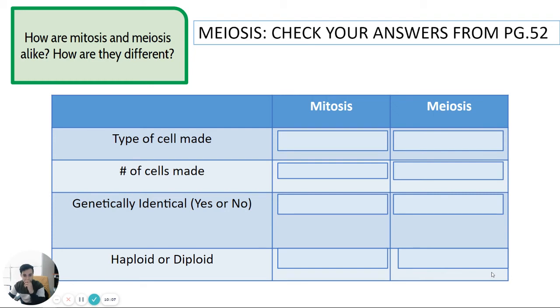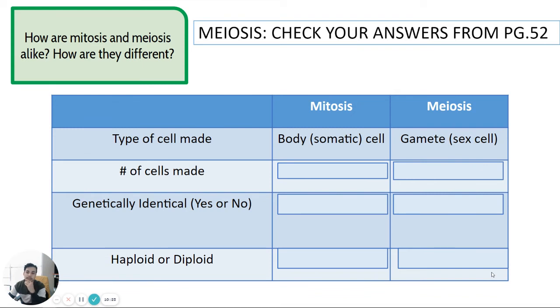And this is the last one. We set it up so that you guys could see the specific differences. Okay, you could do it any way that you want, but for type of cell that is made between meiosis and mitosis, mitosis makes body or somatic cells. Meiosis makes gametes or sex cells like egg or sperm. For number of cells, mitosis makes 2.